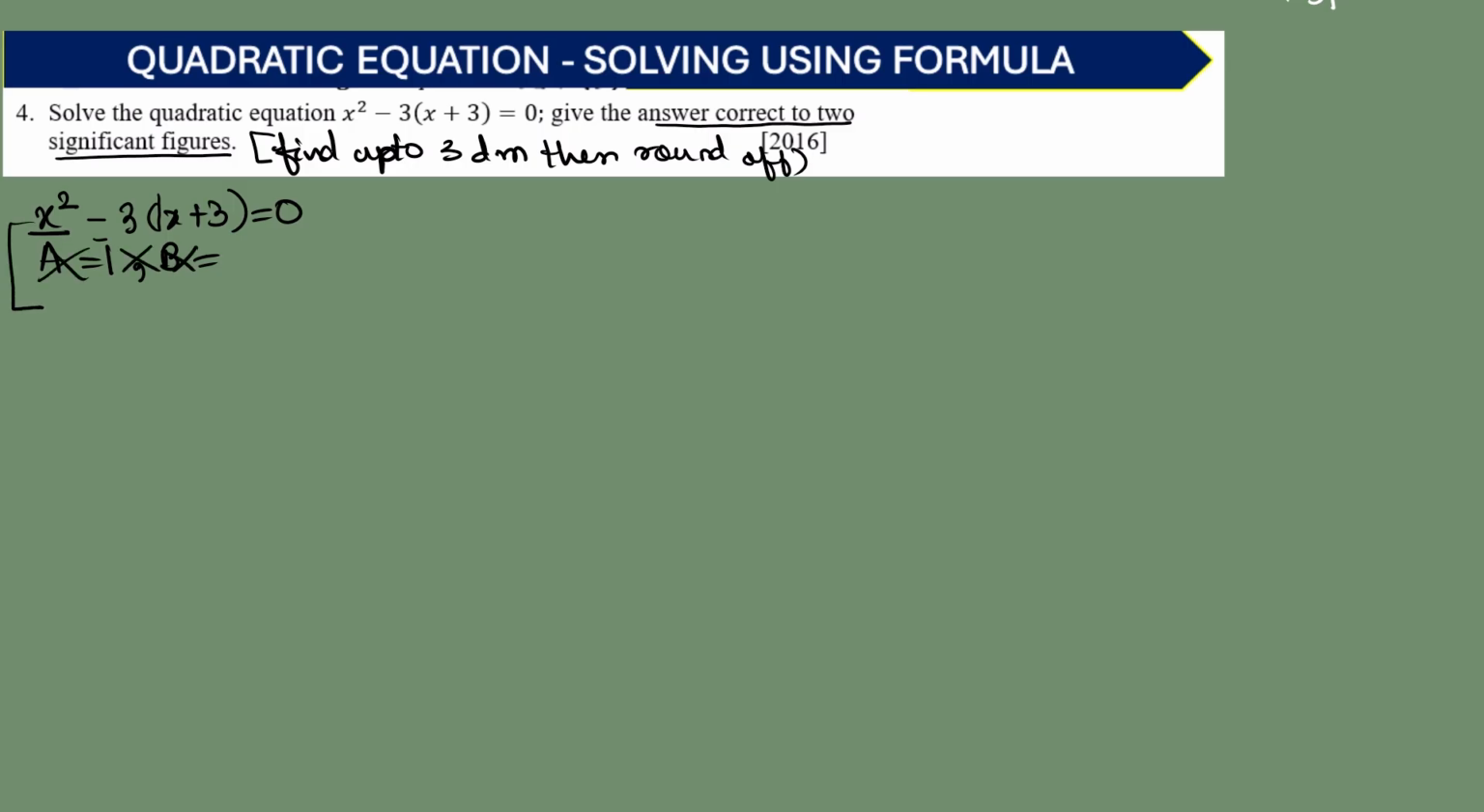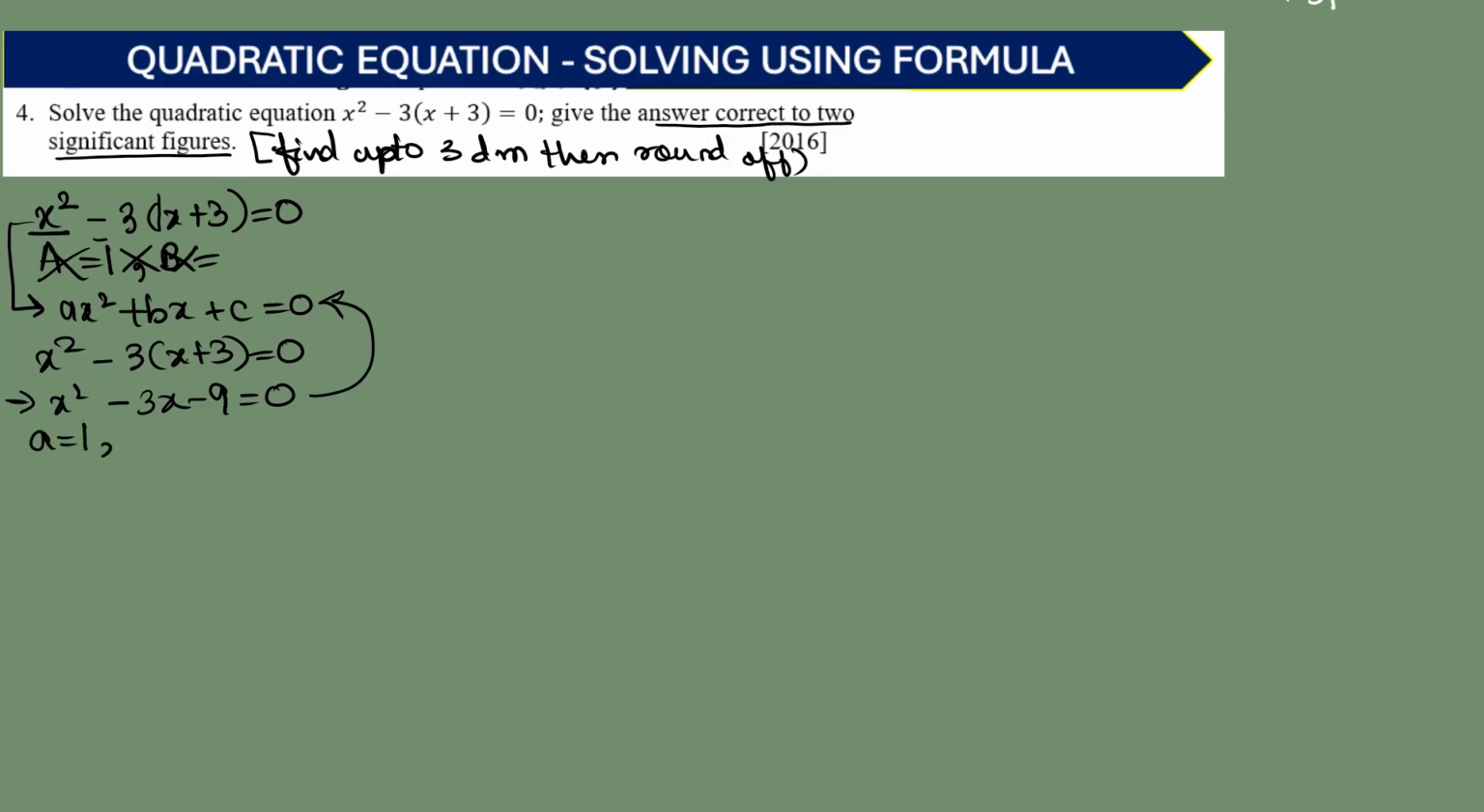You will first have to bring it to standard form of ax square plus bx plus c is equal to 0. So let us open the bracket. X square minus 3 x plus 3 is equal to 0 means x square minus 3x minus 9 is equal to 0. Now is it in standard form? Yes. So what is the value of a?